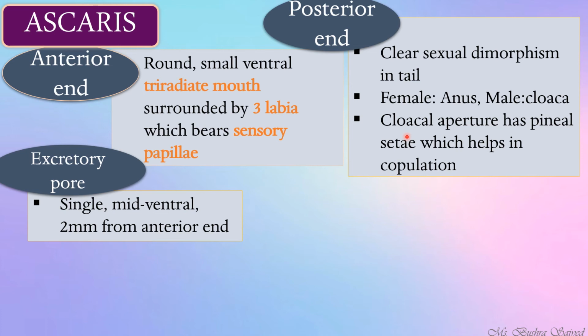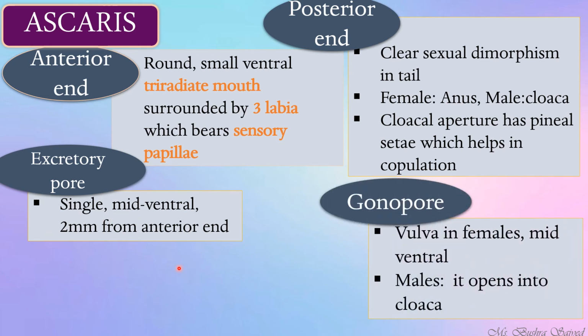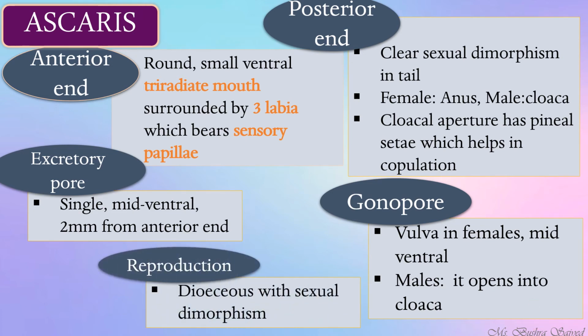Excretory pore, when we talk about, it is single, midventral, 2 mm from the anterior end. Gonopore, that is the vulva, we call them as vulva in females. It is located mid-ventrally. In males, it opens into cloaca, whereas in female, the gonopore directly opens to the outside. But in males, it will open into cloaca, and then cloaca will open to the outside. Reproduction, dioecious with clear sexual dimorphism.